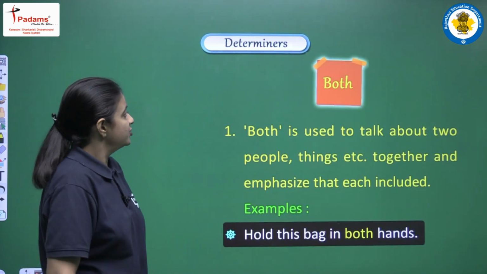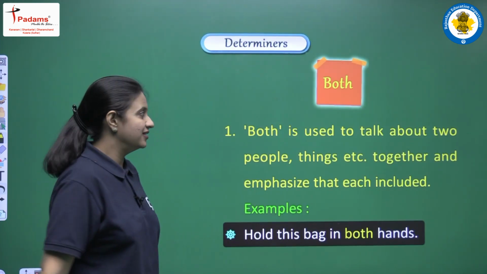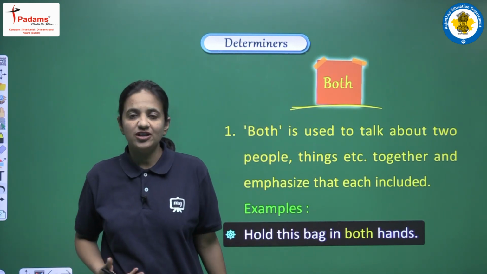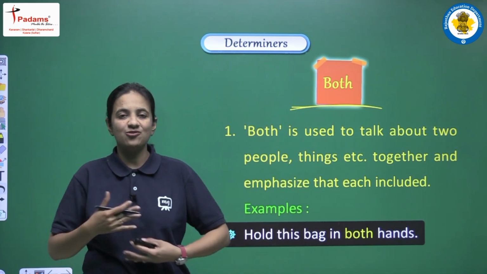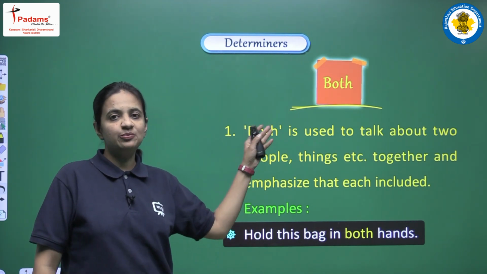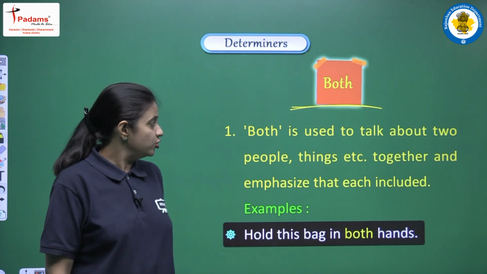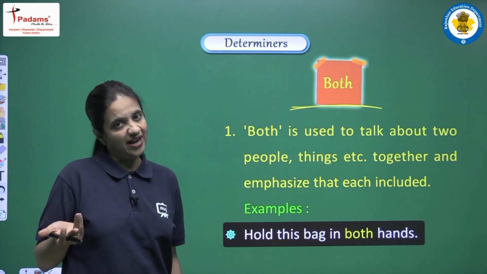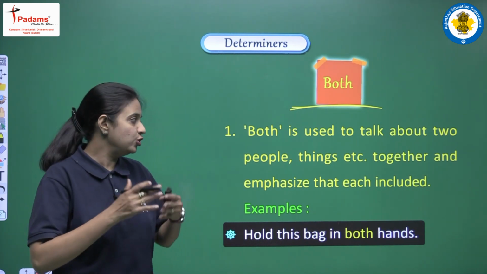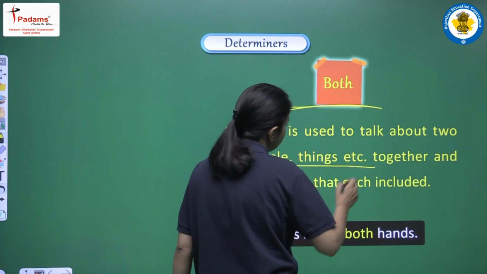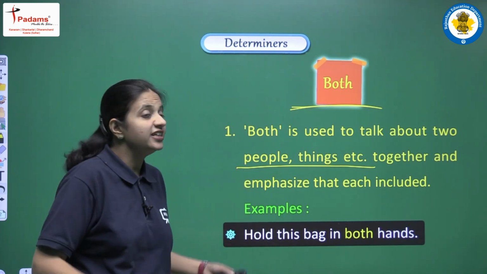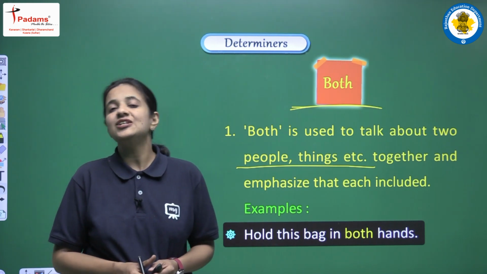Okay, so the next determiner that we are having here is both. It's a very common word, actually we all use this word both in our conversation. So let's see the uses of both. Let's see what this word both actually means. Both is used to talk about two people, right? It is used when we are talking about two people, about two different things together and emphasize that each is included. Okay, so this is the use of both.